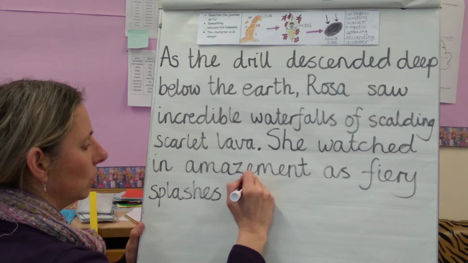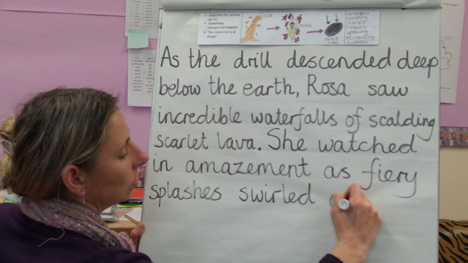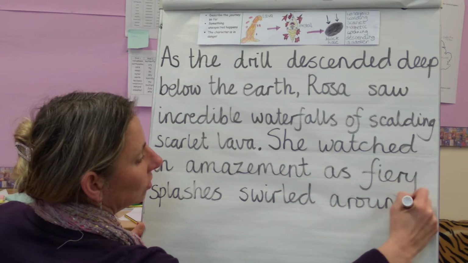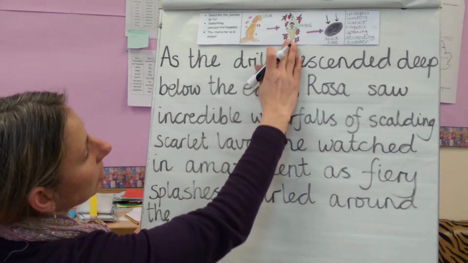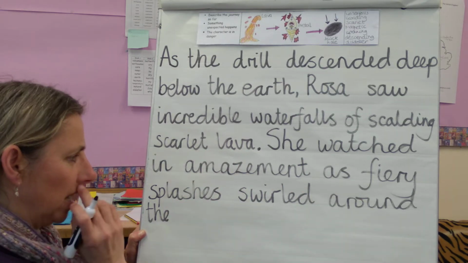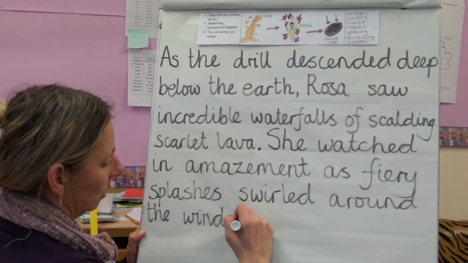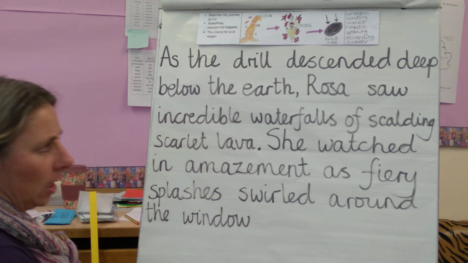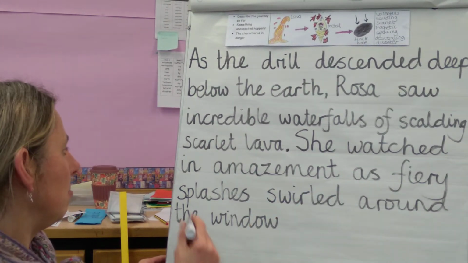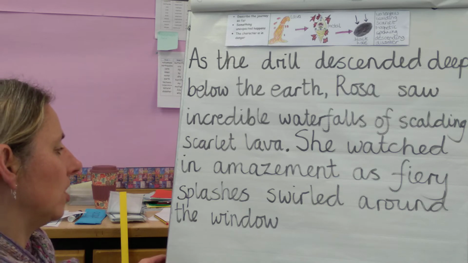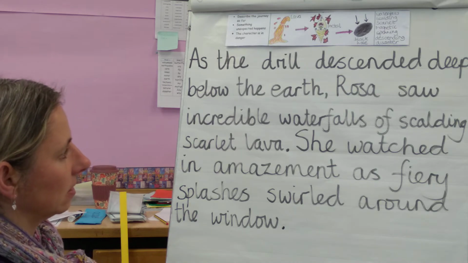Swirled, I think swirled around her window. Swirled around the window. So now I've got round there, swirled around the window. Let's just put swirled around the window. Yeah, that's it. So as I'm writing it, I'm thinking and deciding which words would work best. She watched in amazement as fiery splashes swirled around the window. Full stop. So that's in two sentences.